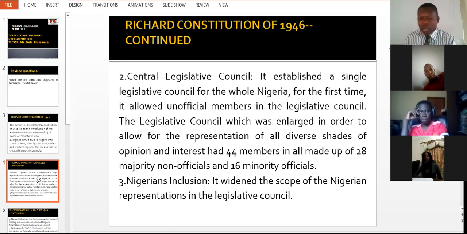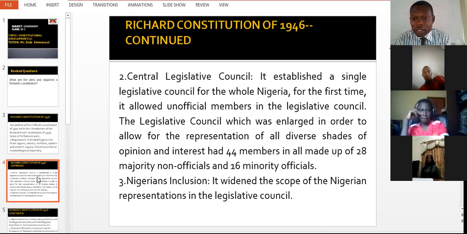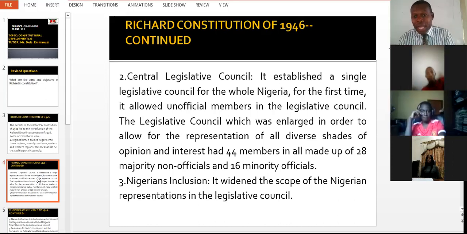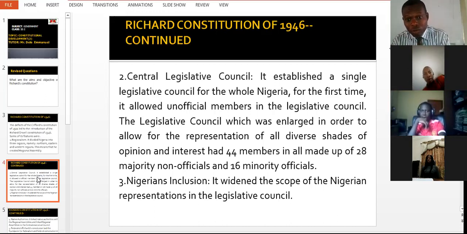Actually, it increased, and in Richard Constitution, Nigerians were more. You can see the non-official are made up of 28, which is greater than that of 12 of Clifford Constitution. And don't forget that even in Clifford, we only had six Nigerians. And remember that even in the executive council, there was not a single Nigerian in Clifford. All the executive members were white and DC.